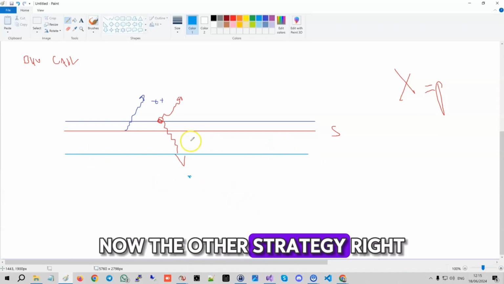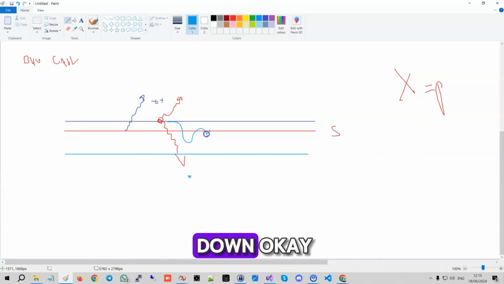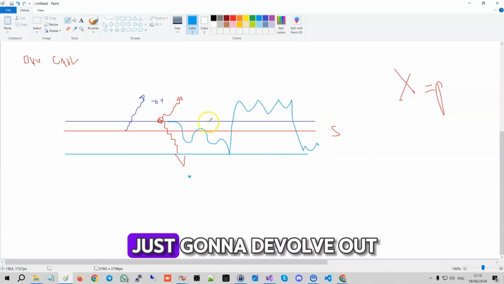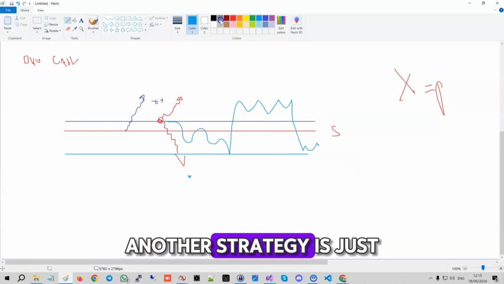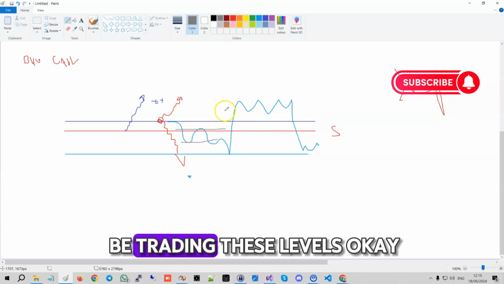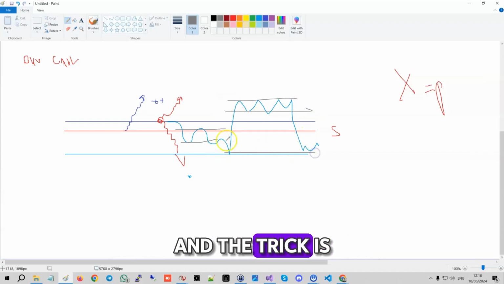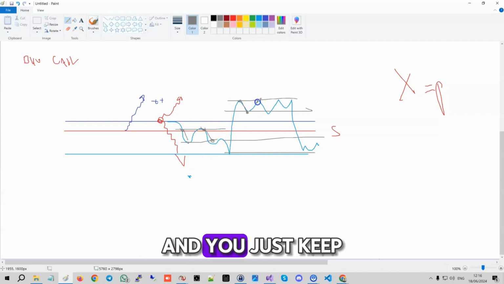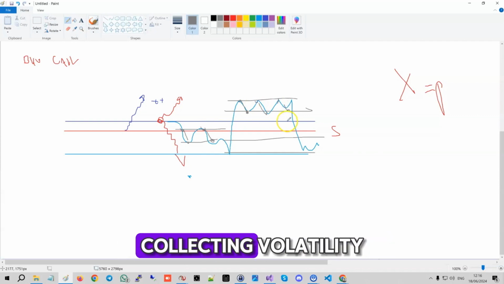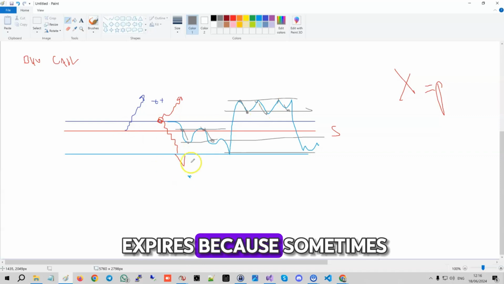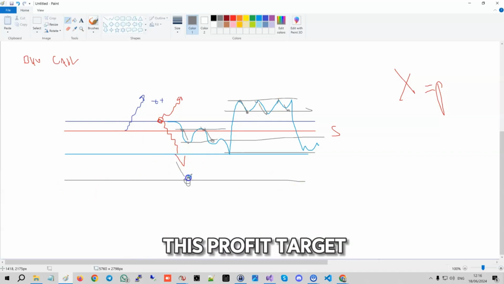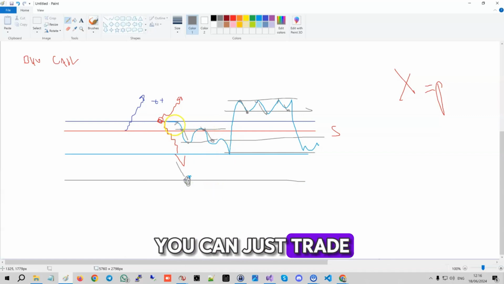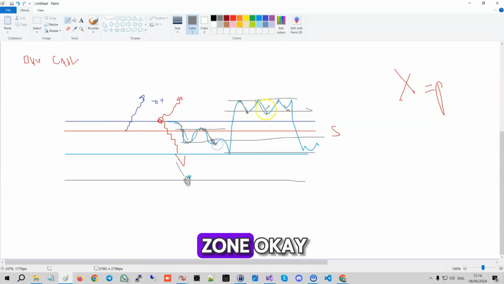Now, the other strategy is, whilst the market is going down or just being volatile, to have a grid bot that's just going to be trading these levels. And the trick is to never close the position. So you enter your short, you get your little profit target here, and you enter your short again, you get your little profit target here. You enter your short here, and you just keep on trading like that, collecting volatility until the futures expires, because sometimes it might not even get to this profit target. But you don't really have to. You can just trade volatility inside this zone.